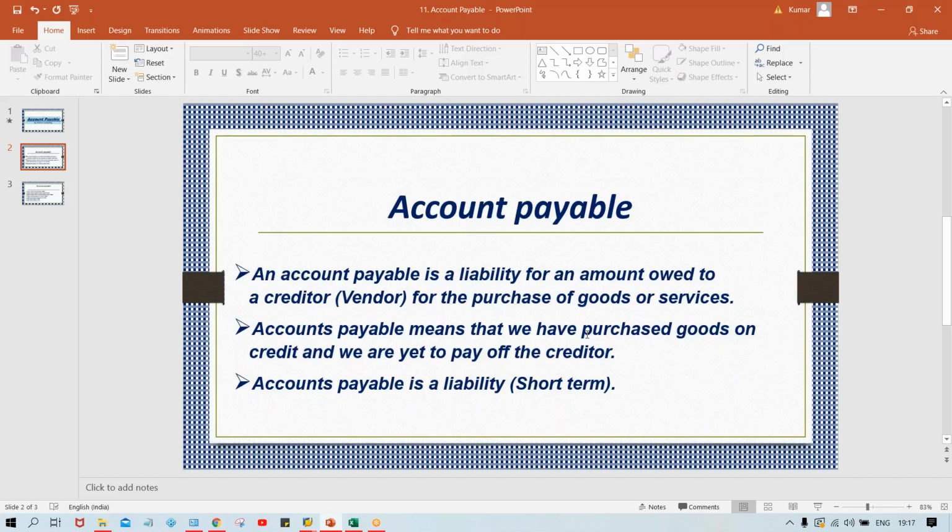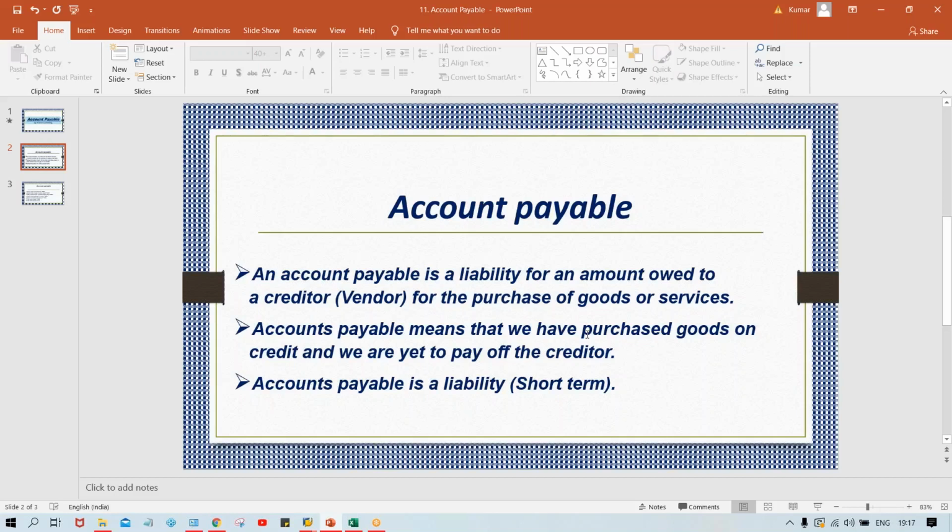Whatever amount is supposed to be paid is going to be treated as payable, and in accounting it is called accounts payable. So this is our liability. It means in future you are liable to pay this amount to the vendor. This is what I wanted to say.